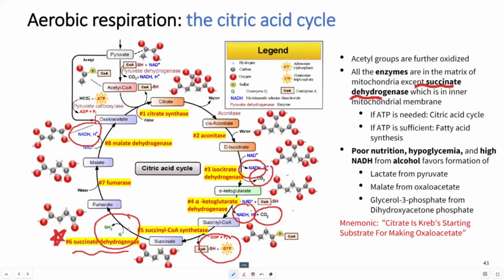Poor nutrition, hypoglycemia, or even drinking a lot of alcohol can cause more lactate to be created from pyruvate and also more malate to be created from oxaloacetate. And that could affect the way the metabolism works. There's a mnemonic that I'd like to share called "Citrate is Krebs' starting substrate for making oxaloacetate." Citrate is C, I is isocitrate, K is alpha-ketoglutarate, succinyl-CoA, succinate, fumarate, malate, oxaloacetate.